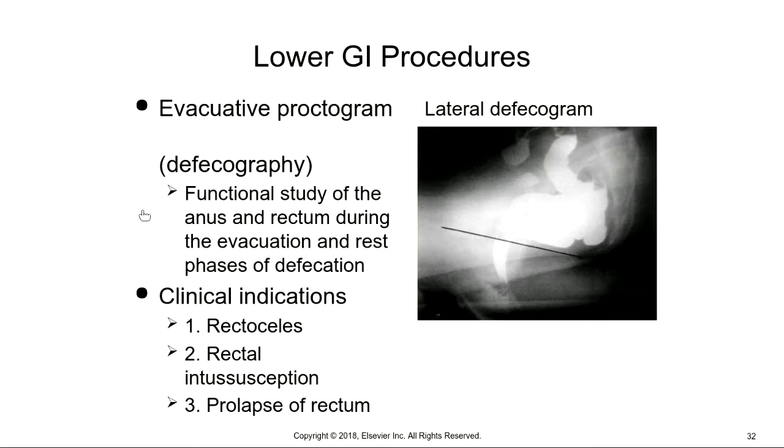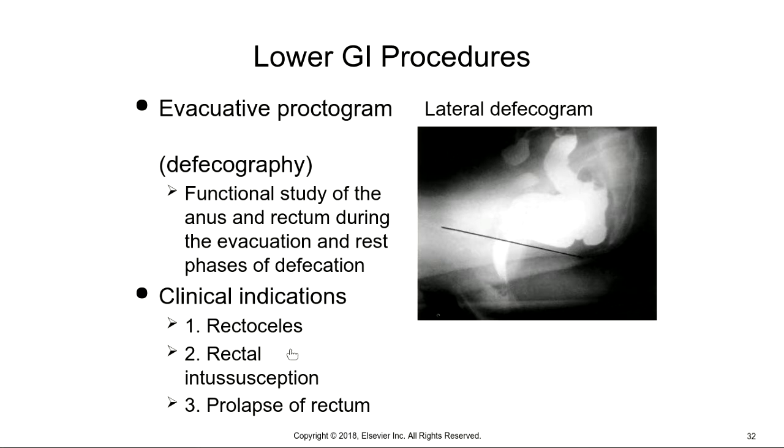Some of the indications for this exam would be a rectocele, and a rectocele is basically a blind pouch of the rectum caused by a weakening of the anterior or posterior wall. It literally is like a big diverticulum in the rectum. So you've got that outpouching, and what can happen is you can retain fecal material in that little pouch, which is not healthy for the patient at all. So that is one indication.